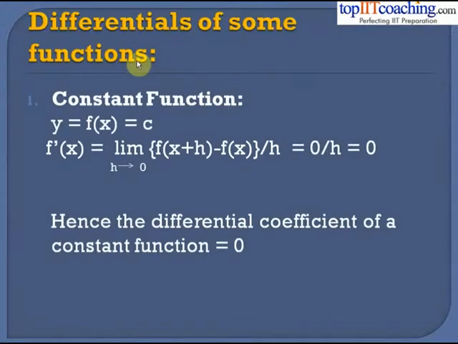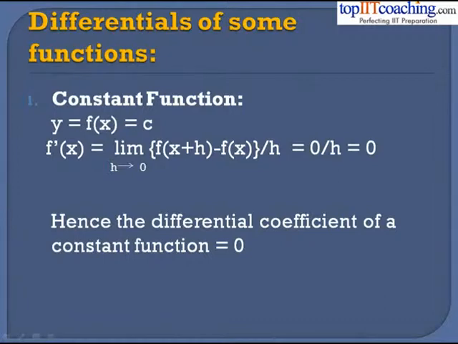Now let us try to find out the differentials of some very standard functions. The first one is a constant function. We know that y equal to f x equal to c is a constant function. That is, the value of y would always be equal to c in spite of any value of x. So f dash x would be equal to the limit of f of x plus h minus f of x divided by h when h tends to 0. Now f of x plus h would be equal to c and f x would also be equal to c because this is a constant function. Hence the value of f of x plus h is equal to f of x. So this is equal to 0, and hence we can say that f dash x is equal to 0.